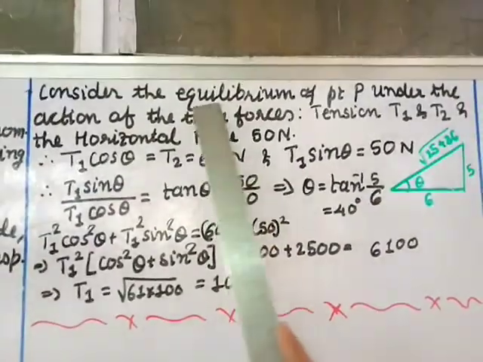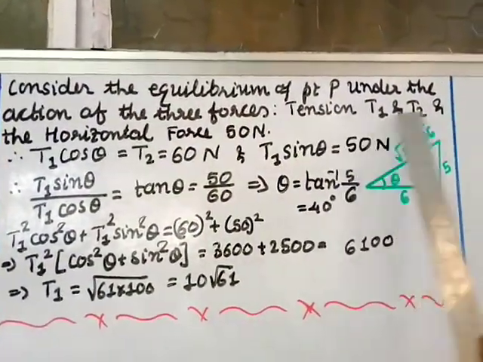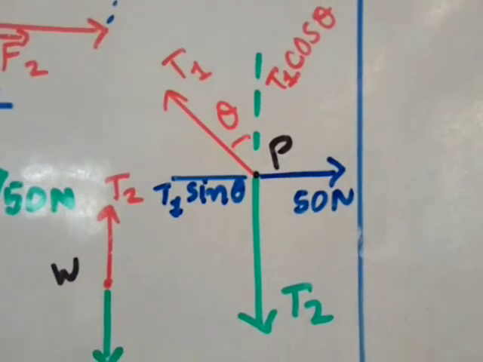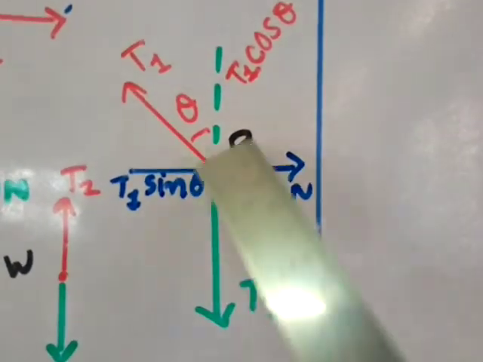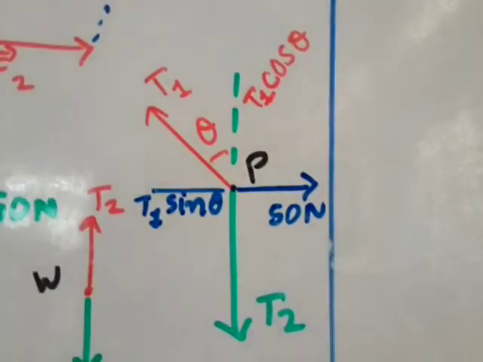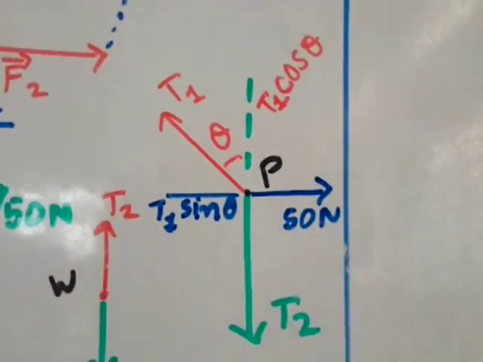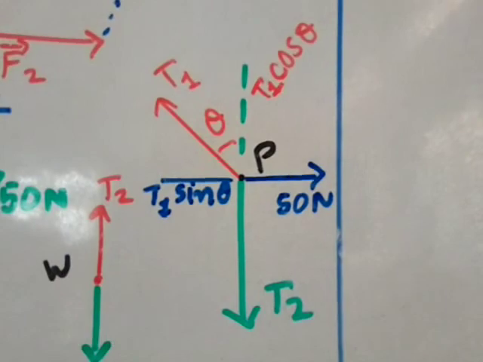Consider the equilibrium of point P under the action of the three forces, tension T1 and T2, and the horizontal force 50 Newton. Which I was telling you here, this is the point P, and this angle is theta. Then it is at equilibrium, but there are three forces: one is this 50 Newton, T2 tension and T1 tension. Since T2 is vertical and this 50 Newton is horizontal, we are not resolving those, but this T1 is not vertical or horizontal, therefore I have to resolve that.